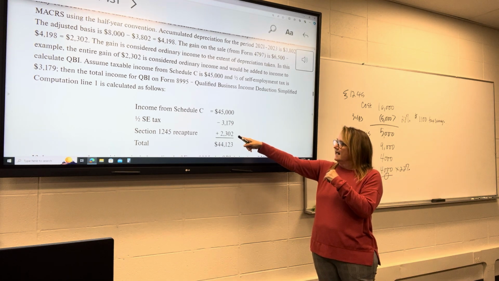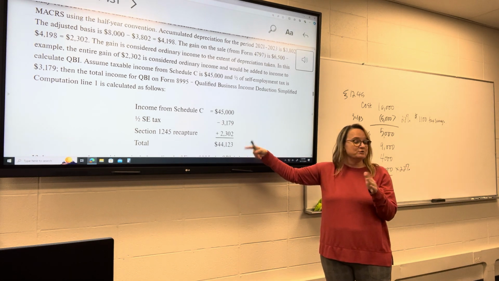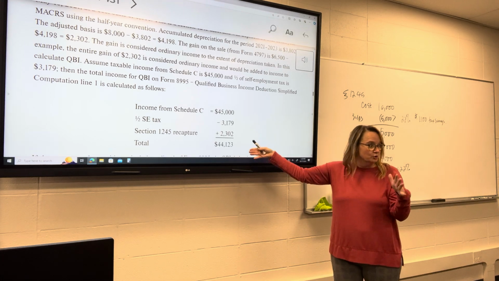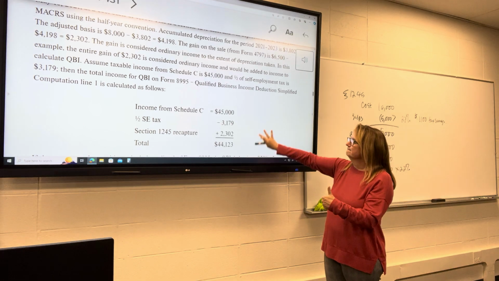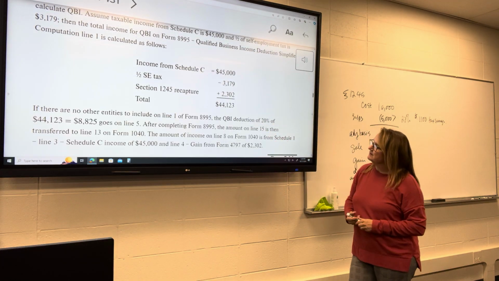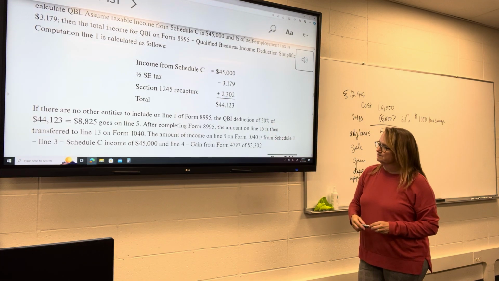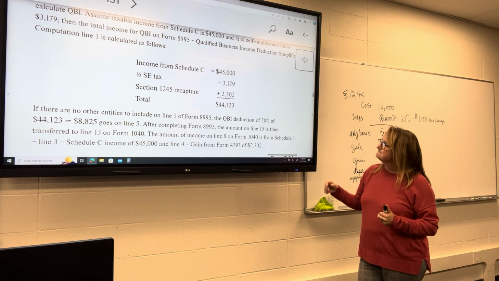So they're going to add that in, which is a good thing. 20% of a higher number is better than 20% of a lower number when we're talking about a deduction. So the total amount is going to be based on the 44,123. Okay. So which comes out to 88.25.